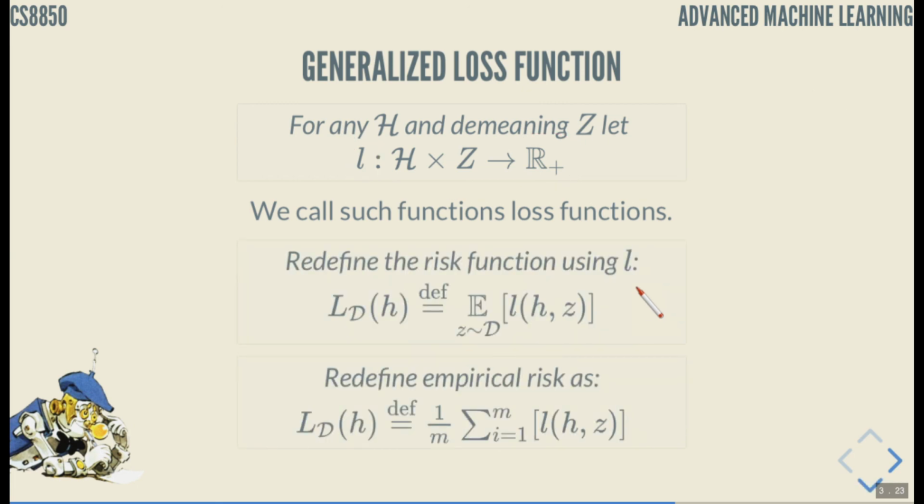So using the generalized loss function, lowercase l, we can redefine the risk function. Our true risk is defined as the expectation over the z's generated by a data distribution of whatever the loss function returns. And again, the loss function takes a hypothesis and a sample from our domain of interest, and then empirical risk is just the average loss. So that's our generalized loss function.